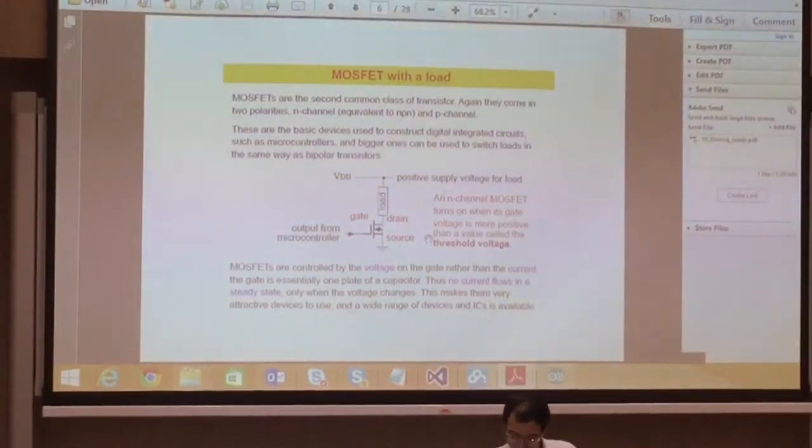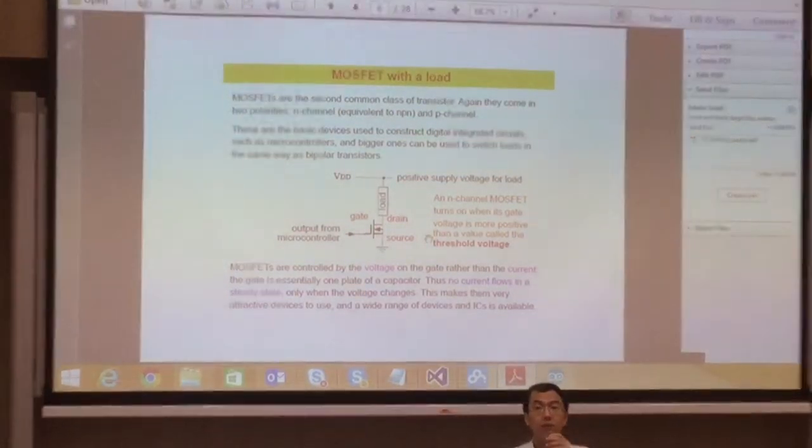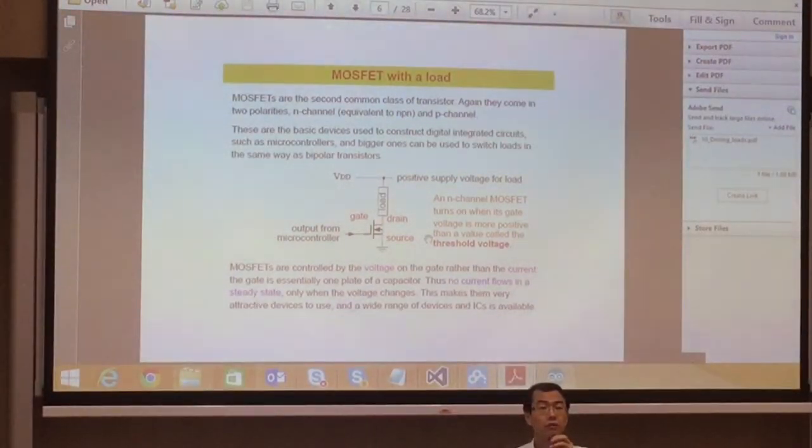Okay, some of you mentioned this MOSFET, right? Yeah, indeed, MOSFET is another very common component used to drive the bigger loads.